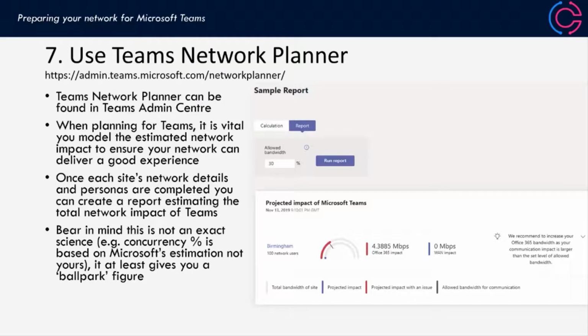Just a couple of things to note on this: obviously it's an estimate, it's not exact. They give you a ballpark figure, so it's not absolute that that's what your users are going to use. I guess it's an approximation based on usage that Microsoft have seen using Teams, but every company is different, everyone uses Teams differently, so your figures will vary. Don't take it as absolute that those figures are what your network impact is going to be. It's a projection.